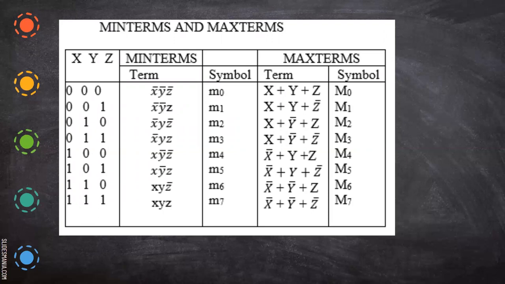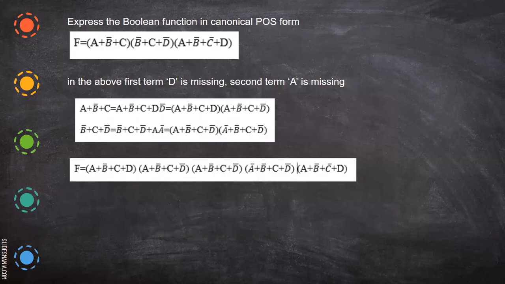And that is what we have seen in the previous classes, how to write a POS and SOP, sum of product and product of sums. Now, we'll see how to express a Boolean function in canonical POS form.